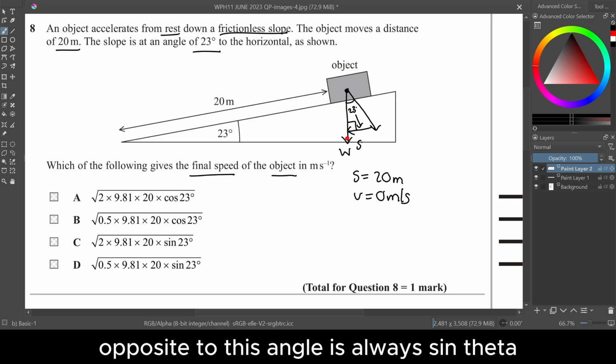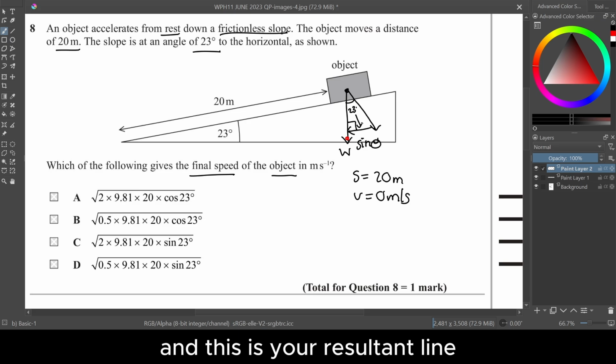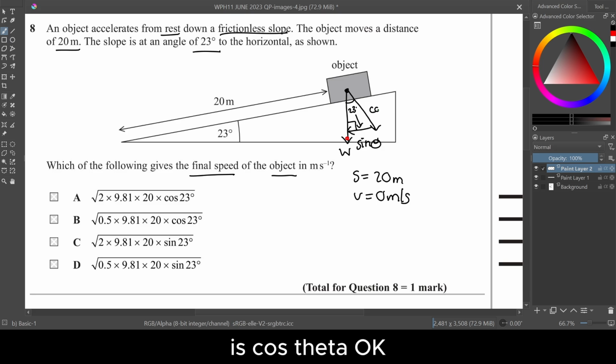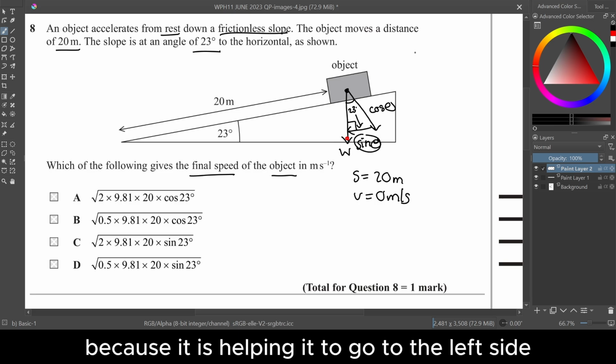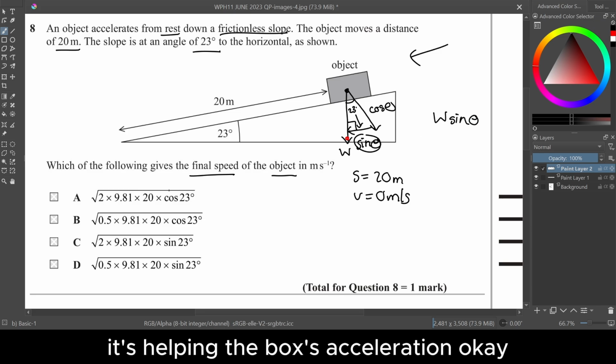Opposite to this angle is always sine theta. And yeah, you will go down and then you will go left, okay? And this is your resultant line. The one which is not your resultant line or sine theta is cos theta, okay? So this is your cos theta. Now, what we need to do is figure out which of the components is helping. Sine theta is helping because it is helping it to go to the left side, or down the slope, okay? So W sine theta is helping the box's acceleration, okay?